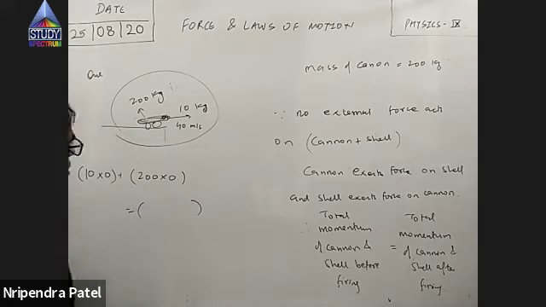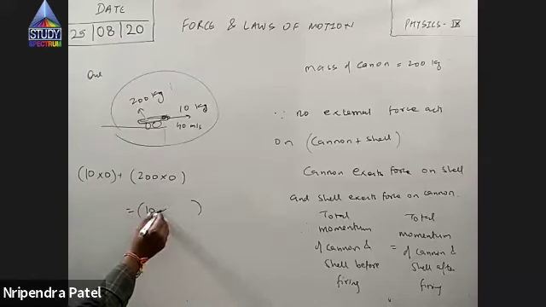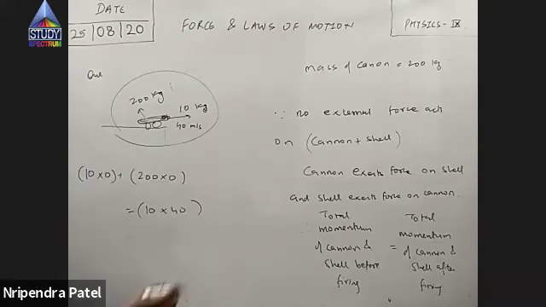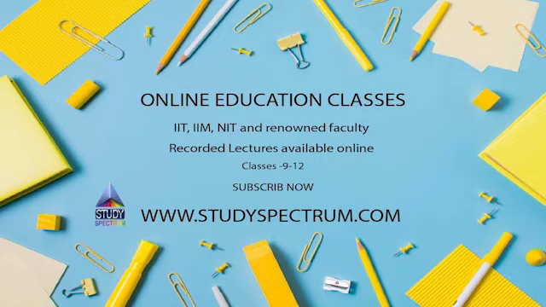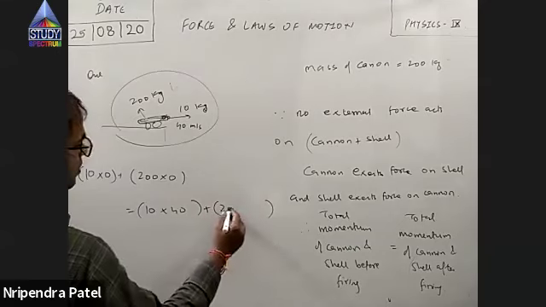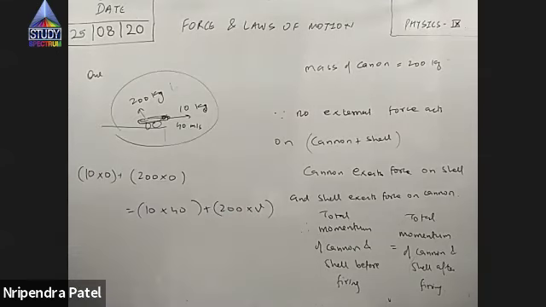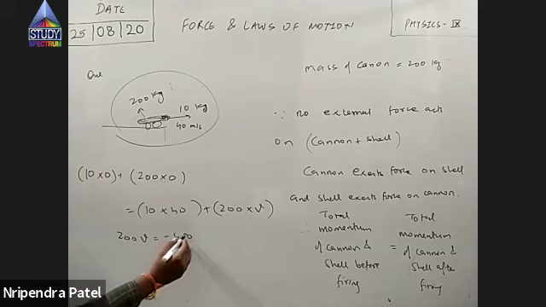Now, what is momentum of the shell after it is fired, after it leaves the cannon? 400. 10 is mass, 40 meter per second. Plus, what is momentum of cannon? 200 V. 200 is mass, velocity is not known, so V. Before was 0. So 200 V is equal to minus 400. V is minus 2 meter per second.